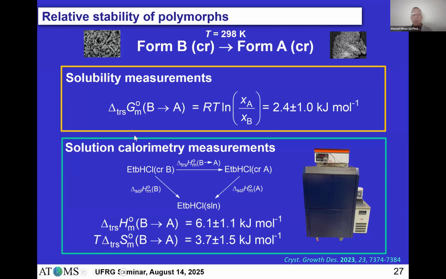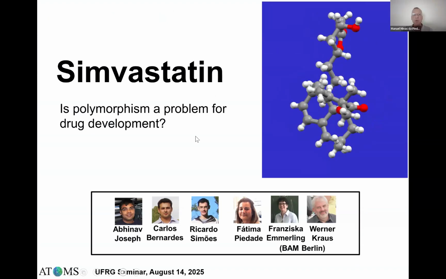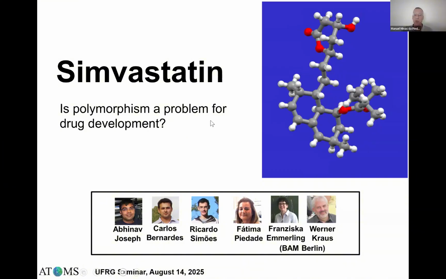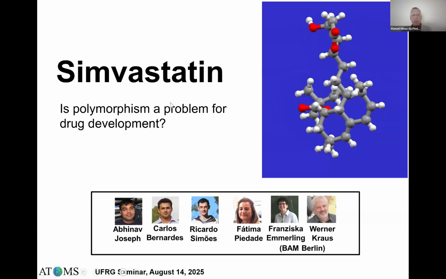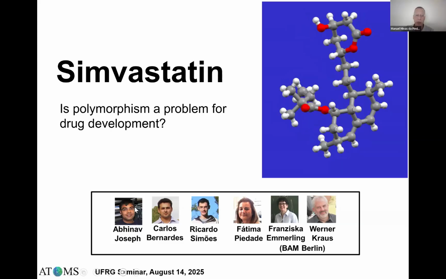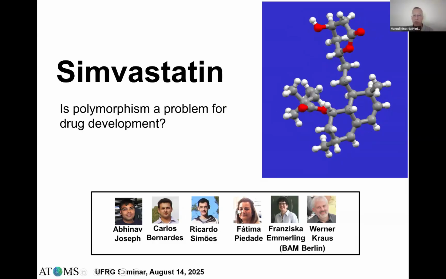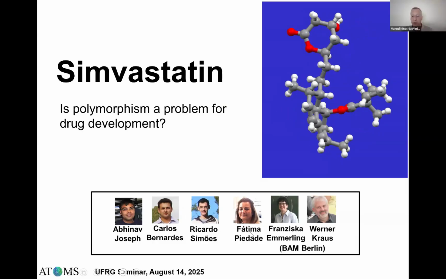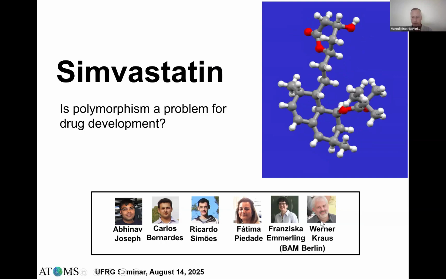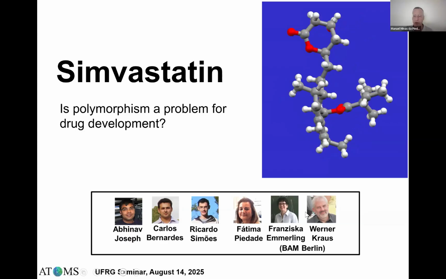Okay. Now, simvastatin is an example that I chose to show you that you can, in fact, evaluate if polymorphism is a problem or not. Okay. And we studied simvastatin. It was mainly the work of Abhinav, who did his PhD in our group and is now in India. And then Carlos and Ricardo helped. Fatima is the crystallographer in our group, and Francisca Emerlin is a good friend that is in Bamberley. And Werner, they helped us a lot with the structural characterization.